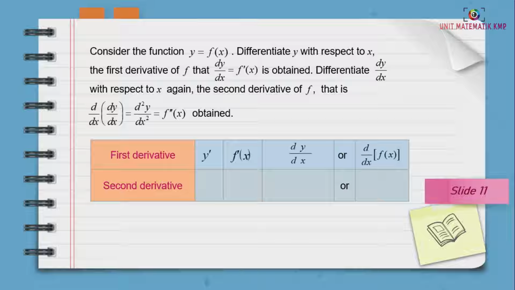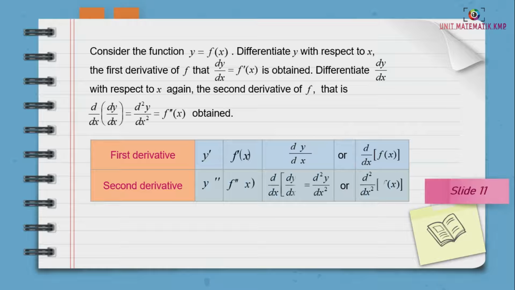For the first derivative, we can write y prime, or f prime x, or dy/dx, or differentiate f(x) with respect to x. Then, for the second derivative, we can write y double prime, or f double prime x, or differentiate dy/dx with respect to x again, or we can write d²y/dx², or d²f(x), differentiate again with respect to x.